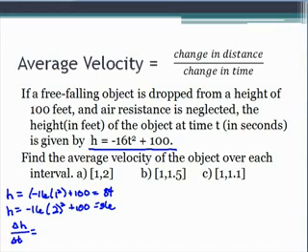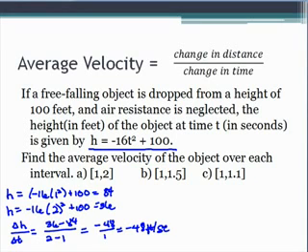we would take the change in the height with respect to time. So we take the second height minus the first height over the second time minus the first time, because we want it from 1 to 2. So we get a negative 48 on top, a 1 on the bottom, so it's changing at 48 feet per second. Because it's a negative, that means that it is falling, it's moving downward.